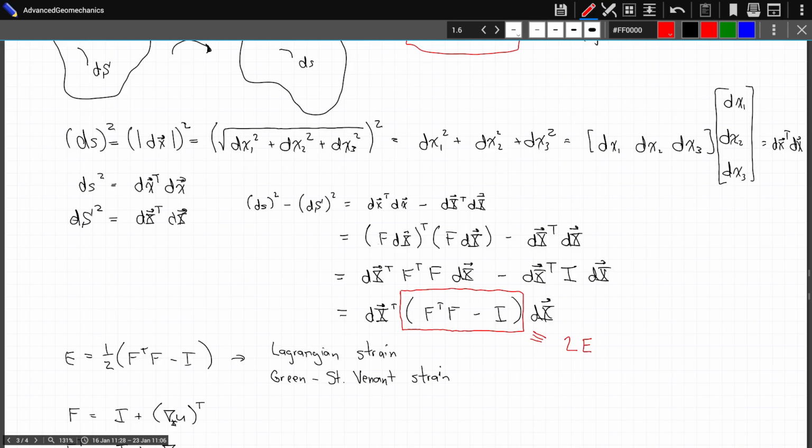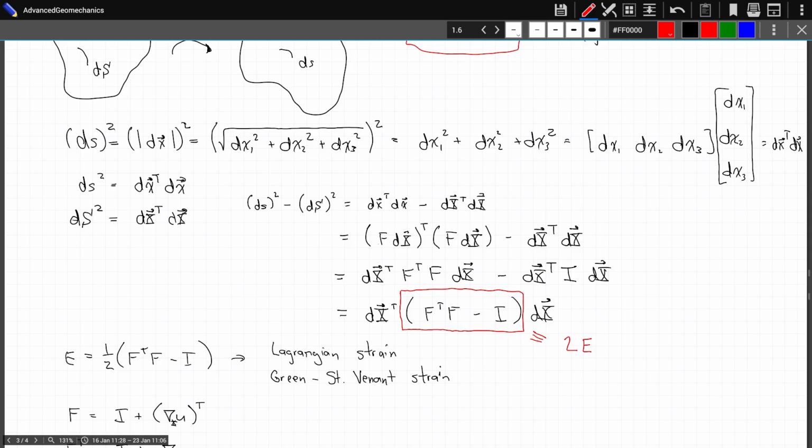Writing down this ds squared minus dS squared. Just did some manipulations and ultimately defined this thing right here to be 2E. And I said that later we'll see where the 2 comes from, why the 2 is there. And hopefully you can see that this is a measure of strain in the sense that strain is like a change in length over length, right? Well, this is a measure of change in length. In fact, if you took the square root of that, it would clearly be the change in length.